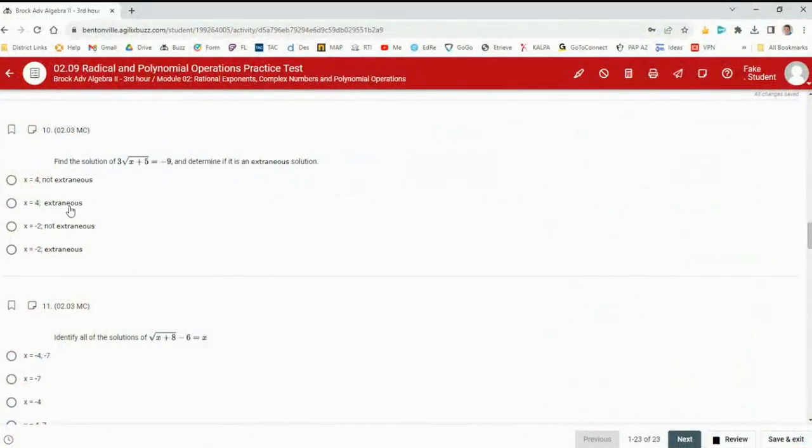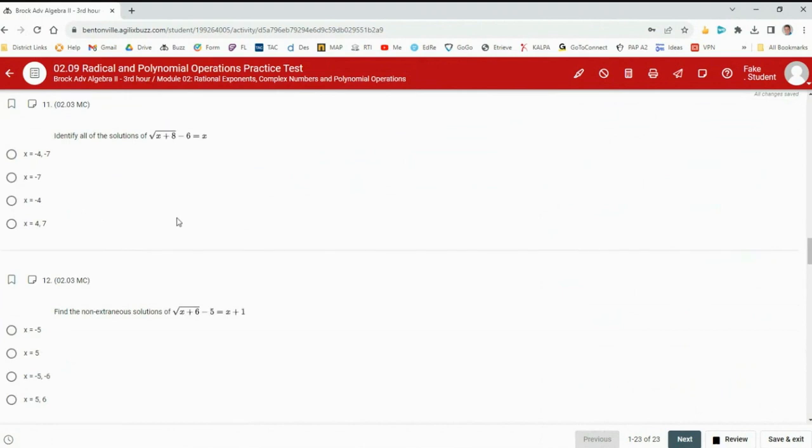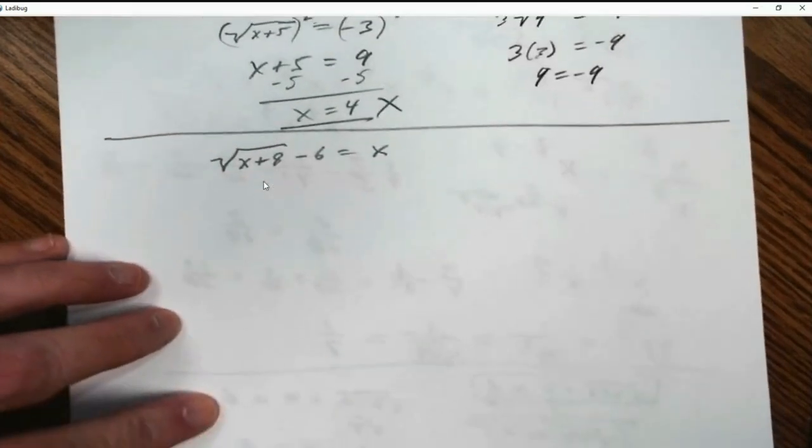So, looking at our choices, x equals 4, but that's extraneous. Number 11. Here's another one very similar to what we've done, but there's an x on both sides now. The square root of x plus 8, minus 6, equals x. So this is going to play out a little bit more complicated, but we can handle this.